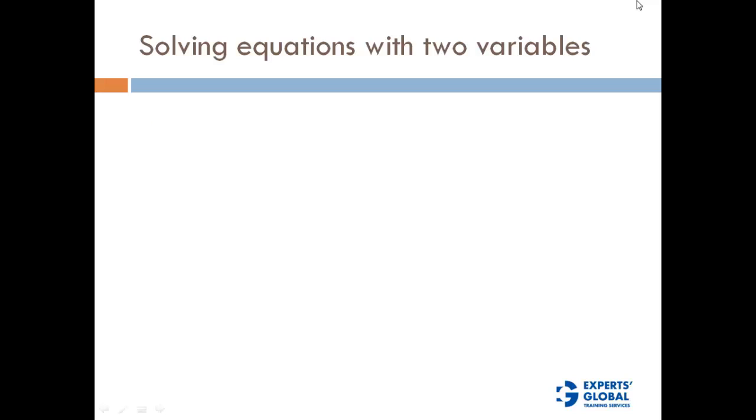Let's look at how to solve equations with two variables. Let's take this particular example. Let's say 2x plus 6y is equal to 16. So as you can see, this is an equation with two variables. We have values of x and y, but we have only one equation. So now the question is, can we solve this equation?